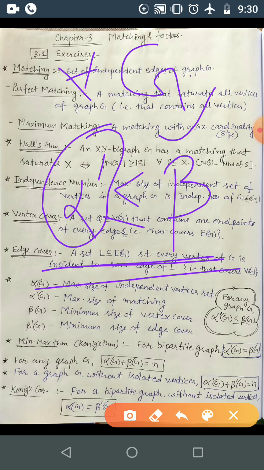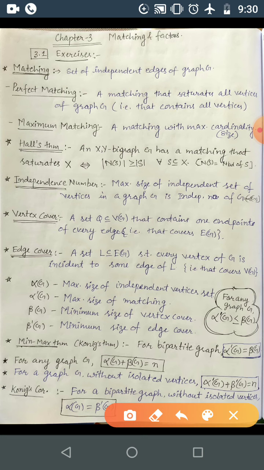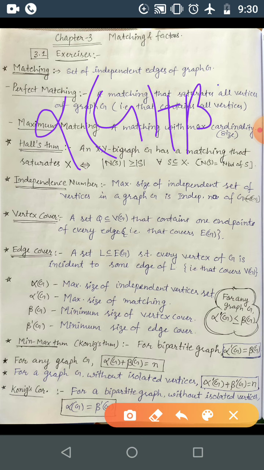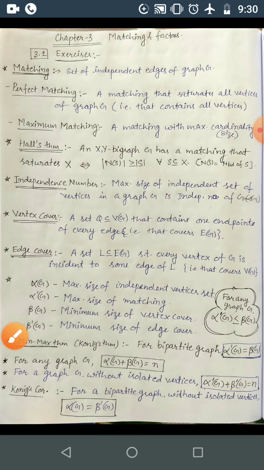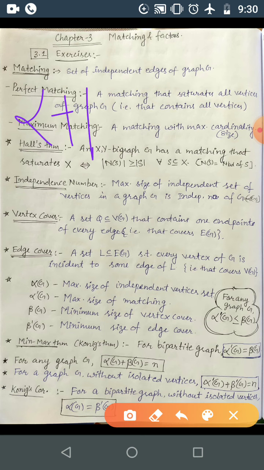And if G is bipartite, then this is an equality. This was Koenig's theorem, or you can say the min-max theorem. So if G is bipartite, then alpha dash equals beta. Now for any graph you have alpha(G) plus beta(G) equal to n. Alpha is the independence number, beta is the minimum vertex cover size, and n is the order. This holds for all graphs G.